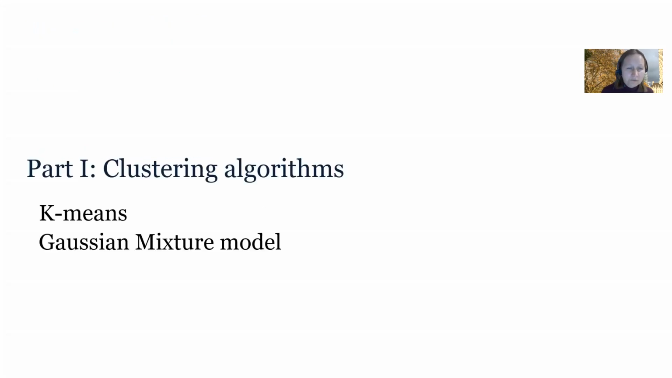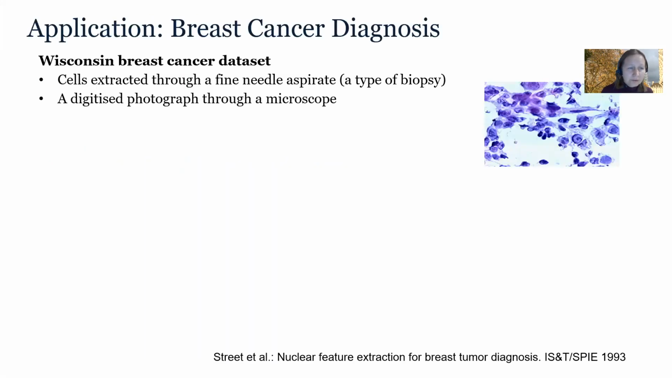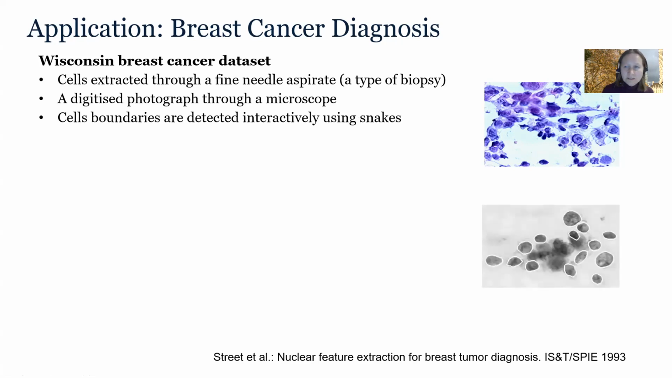So let's start with the first part. We will use the Wisconsin breast cancer dataset as an example. In this dataset, cells were extracted through a fine needle aspirate, which is a type of biopsy, and then a digitized photograph was taken through a microscope. You can see an example of such an image here. And then the cell boundaries are detected using snakes. This is an interactive method.